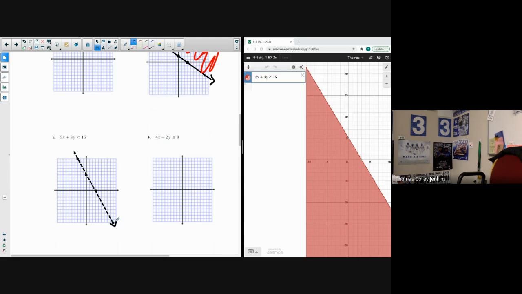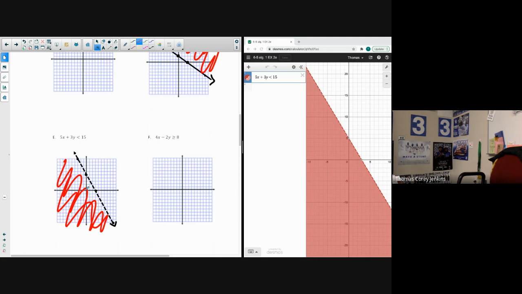All right, so I have my boundary line. I can clearly see on Desmos that I'm shading below that boundary line. So that must mean that this one passes the 0, 0 test, right? If I plug in, I get 0 plus 0 is less than 15. That's obviously true. So notice we shaded on the 0, 0 side of the line, okay?